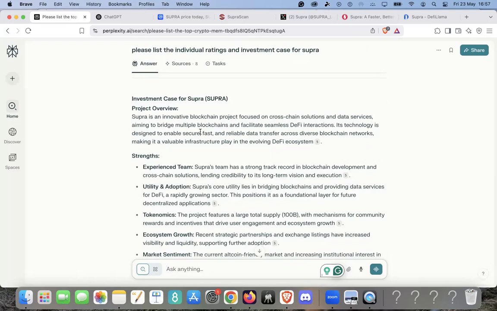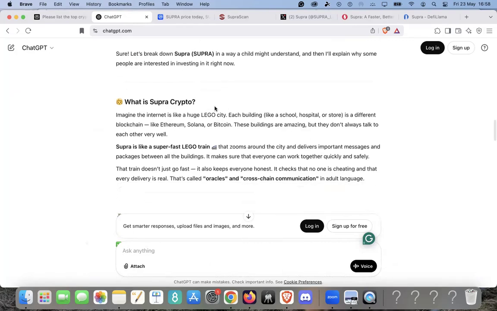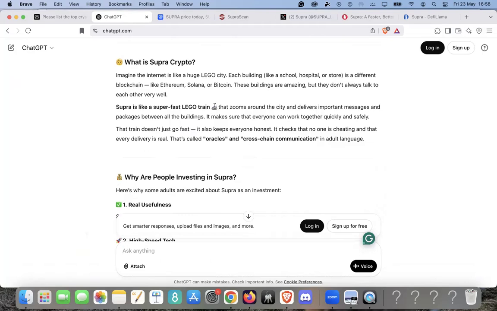Now, if you're new to crypto, that could probably sound like gobbledygook. So I'm not going to read any more of this case. I'm going to go to here and I'm going to show you something very interesting that I recommend everyone does. Please explain Supra crypto to a child, including the current investment case. Now, this is a great exercise in getting AI to simplify the very complicated gobbledygook language that most cryptos come in with. So let's break it down from a child's perspective.